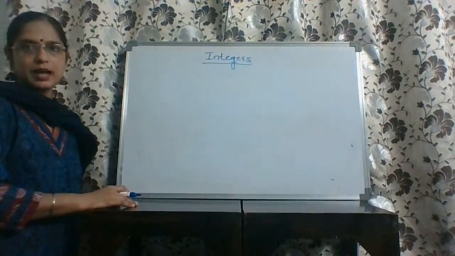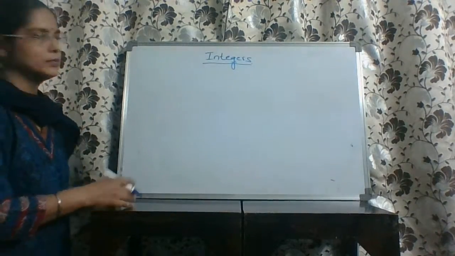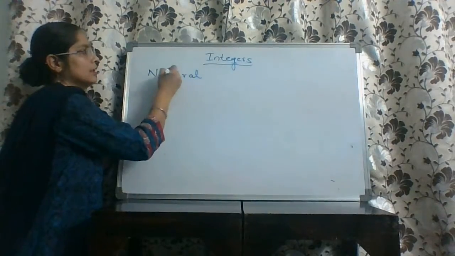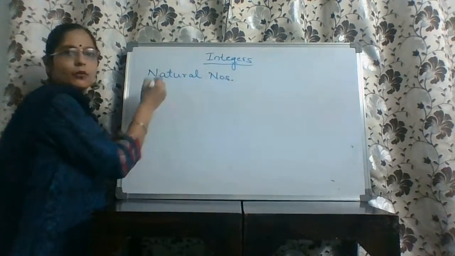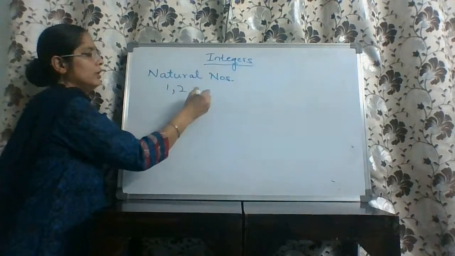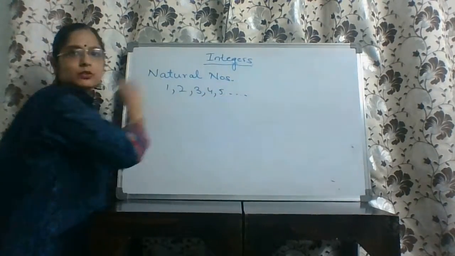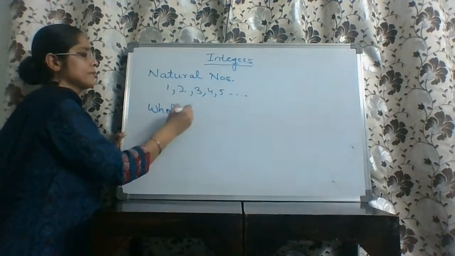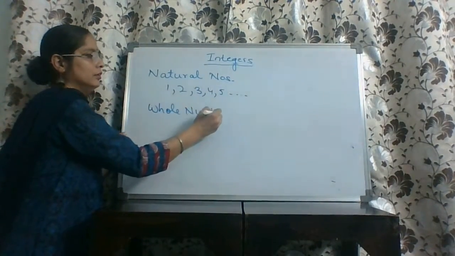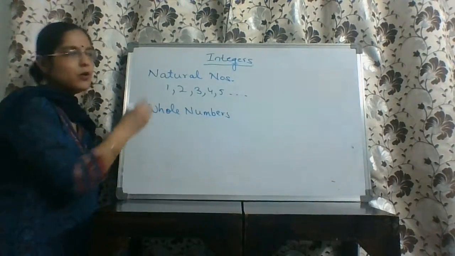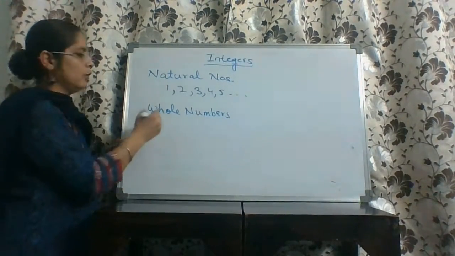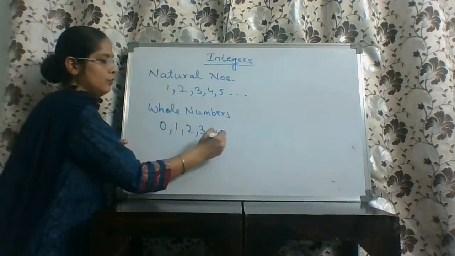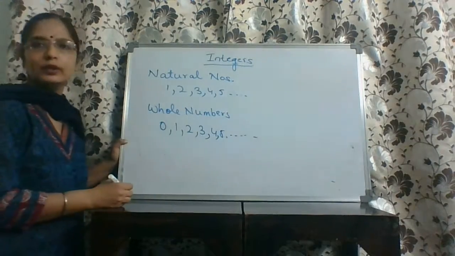Before that, let us discuss what are natural numbers. Natural numbers are counting numbers. 1, 2, 3, 4, 5 and so on are natural numbers. What are whole numbers? 0 added to counting numbers are whole numbers. 0, 1, 2, 3, 4, 5 and so on are whole numbers.